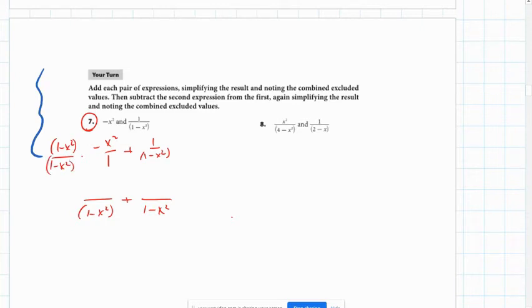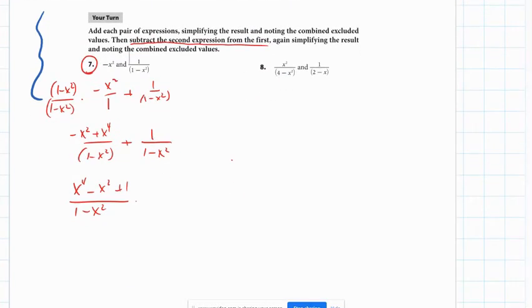And so then that gives us negative x squared plus x to the 4th. And then this one stays the same. And now when we add those, we have x to the 4th minus x squared plus 1 over 1 minus x squared. And then it also says subtract the second expression from the first.